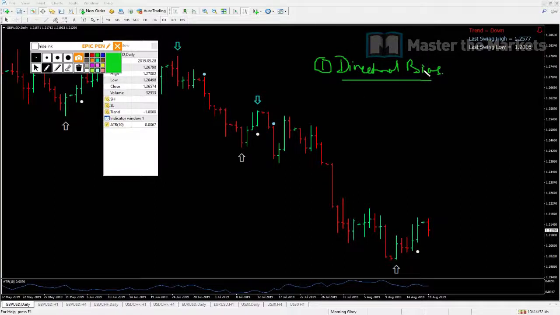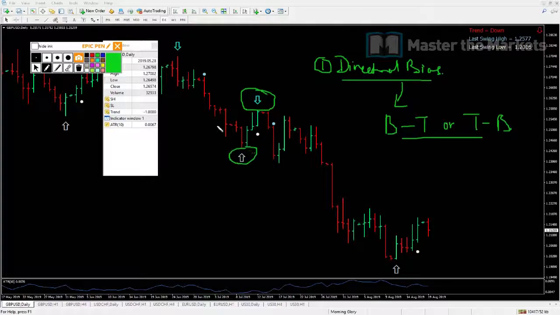The way to do this directional bias is, the first thing you need to look at is whether the move currently is a bottom to top move or a top to bottom move. Now, what do I mean by that? To quantify that, the first step is to have your highs and lows quantified. As you can see over here, at Master the Markets, we have it all quantified here.